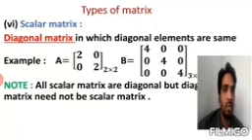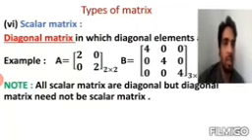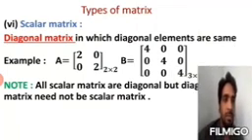Now the next one, which is almost related to the diagonal matrix, is the scalar matrix. The condition for a scalar matrix is that it should be a diagonal matrix in which the diagonal elements are the same. The difference between scalar and diagonal is that in a scalar matrix the diagonal elements are always the same. In a diagonal matrix, the diagonal elements can be different.